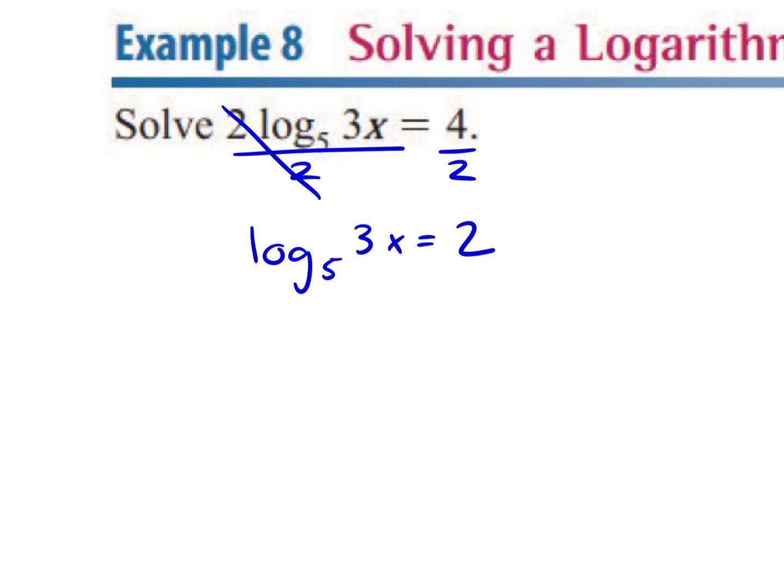What should we do next? How do I get rid of the log? Make our big base 5. So whatever the base of our log is, that's what our big base has to be. So 5 to the power of log base 5 is going to cancel. So 3x equals 5 squared. So 3x would equal 25.